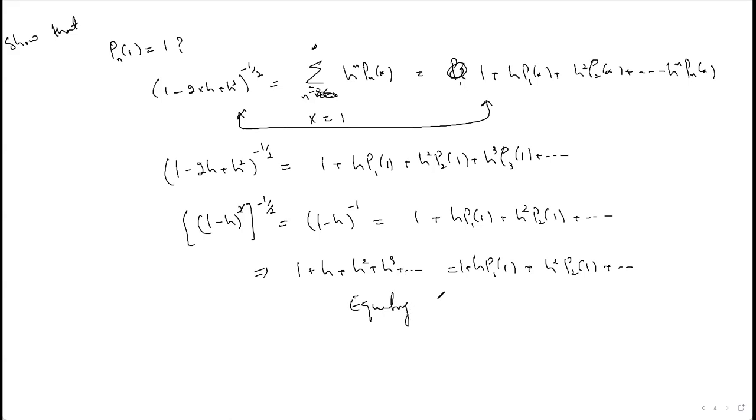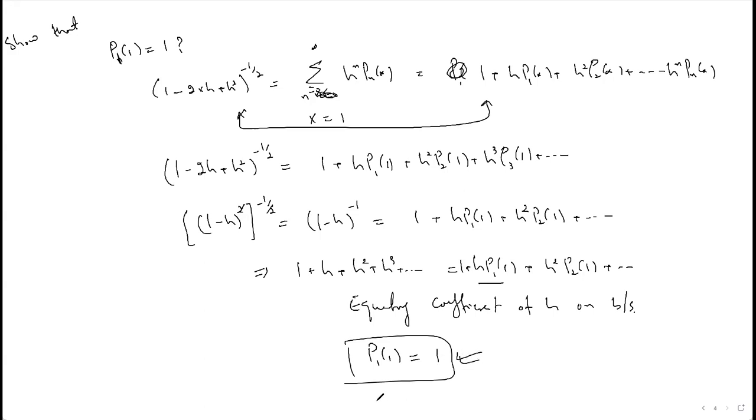Equating coefficient of h on both sides. What is the coefficient of h on both sides? What is the coefficient here? यहाँ पे कोफिशिएंट ऑफ h क्या है, p1 of 1 will be equal to 1, because coefficient of h here is 1. So यहाँ पे आप इसको लिखिएगा p1 of 1. So this is what we are supposed to prove, right?